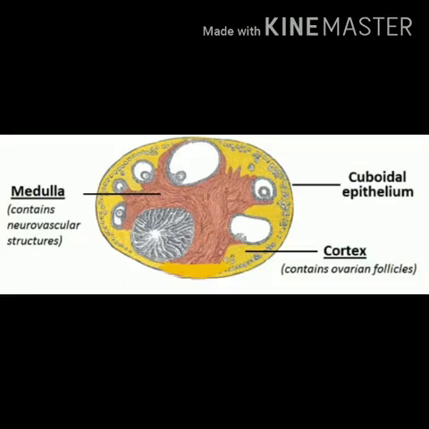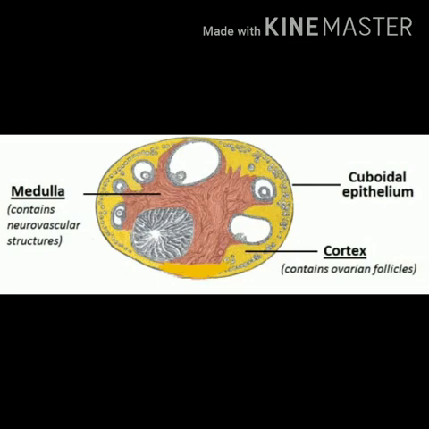Hello students, in this video we are going to learn structure and development of ovary. You know that ovary is the primary female sex organ. Its main function is production of egg, ovum or female gamete, and female reproductive hormones. Hormones like estrogen, progesterone, relaxin, activin and inhibin.